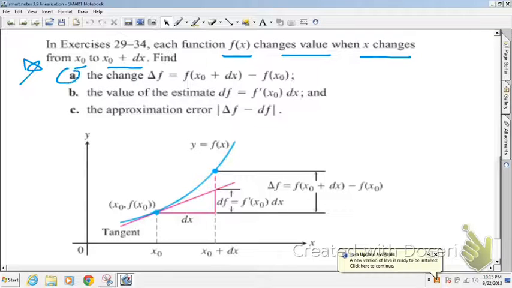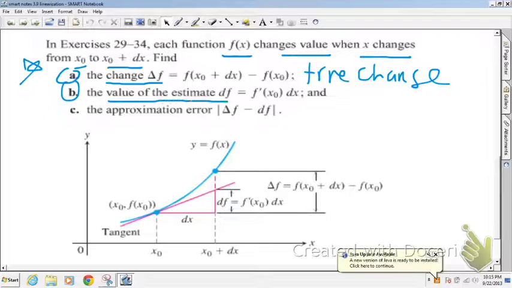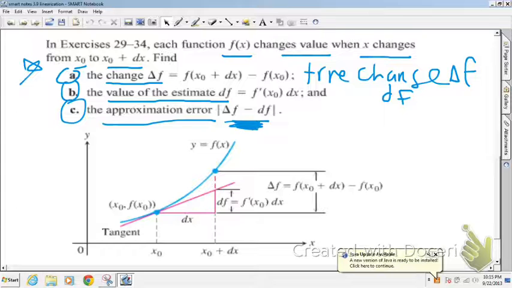In phase 1, we want to find the change delta f. Remember, that means true change. And then in phase 2, we want to find the value of the estimated change. So true change, delta f, estimated change, df. And then the approximate error, that means we're always interested in the difference between the true change in functional values versus the estimated change in functional values.